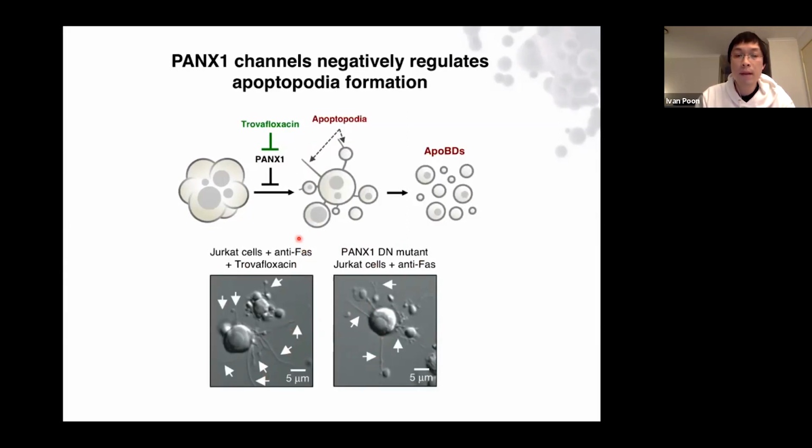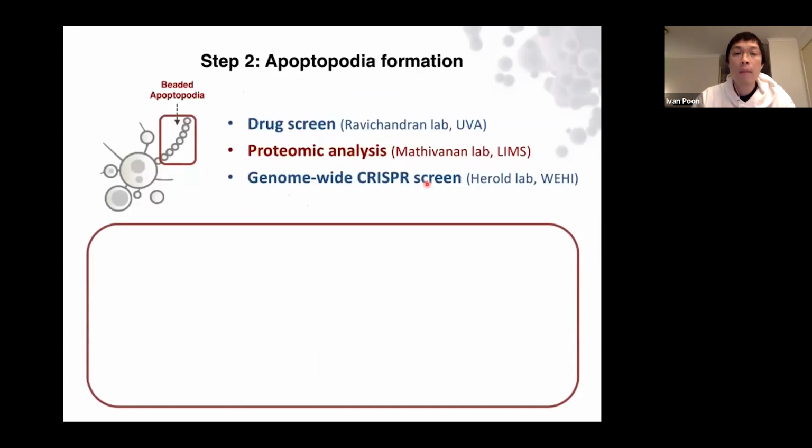So based on these findings, we argue that pannexin 1 is a negative regulator of apoptopodia. So when we lose pannexin 1 function, cells form the protrusion after membrane blebbing to help separate the blebs, and eventually the cells break apart. That's the key negative regulator, pannexin 1.